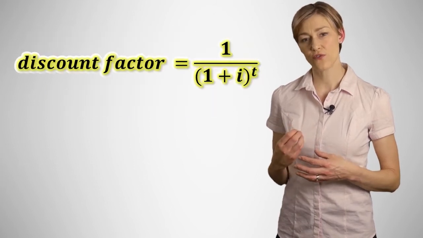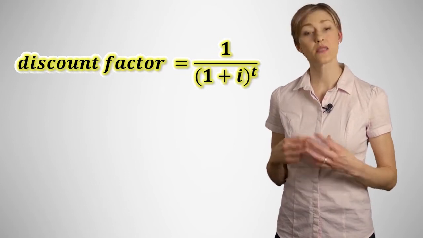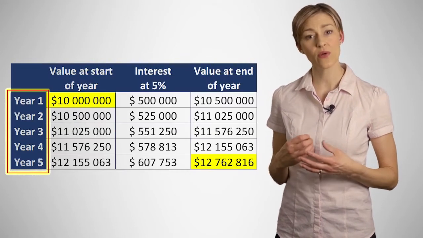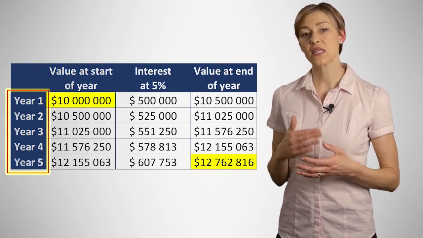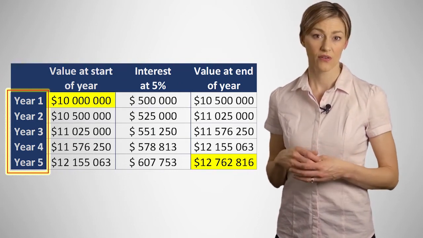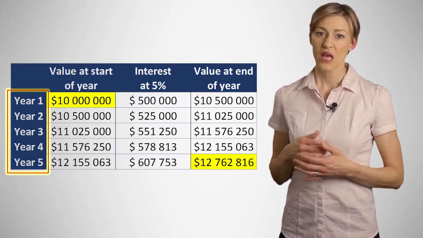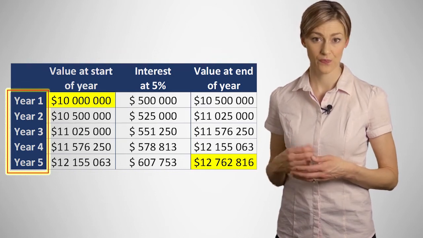The discount factor formula is 1 divided by (1 plus i) to the power of t. T refers to time, and here it represents the period in which the relevant cash flow takes place. The initial investment occurs in year 0, so t would equal 0. For cash flows that take place in year 1, t would equal 1. This continues for all future cash flows until the project or investment ceases.